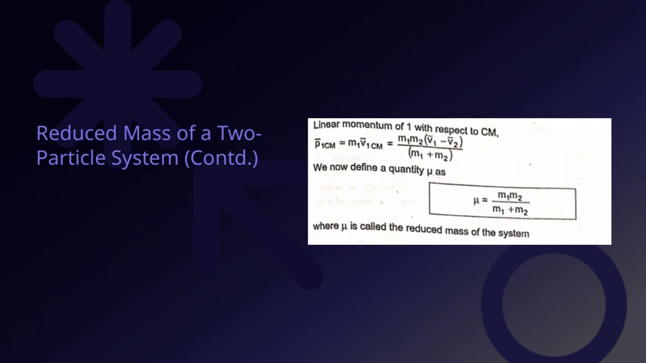This approach is especially useful in quantum mechanics and molecular physics, where interactions between particles are fundamental. So, as we go through this, keep in mind how the reduced mass connects to the broader theme of simplifying complex systems to better understand their behavior. It's a powerful tool that helps us bridge the gap between theory and real-world applications.